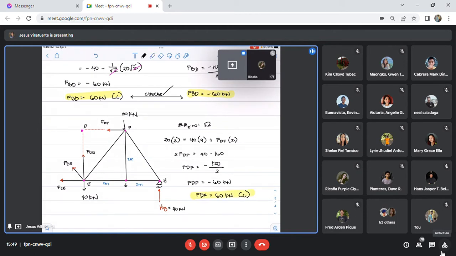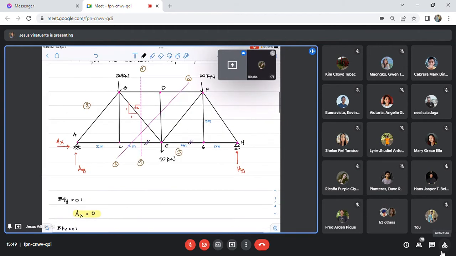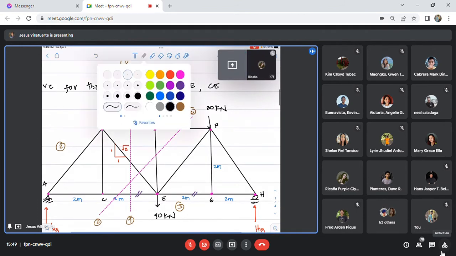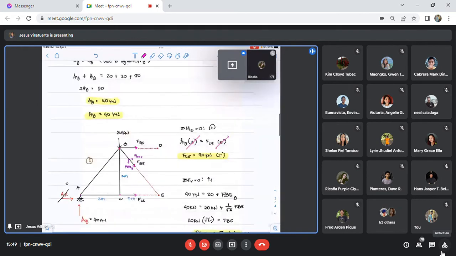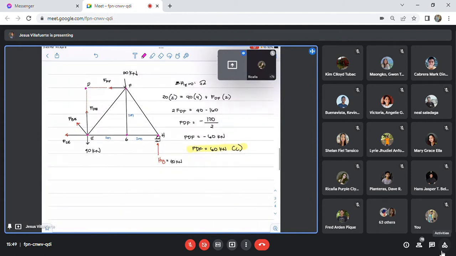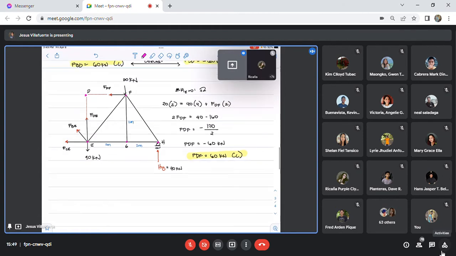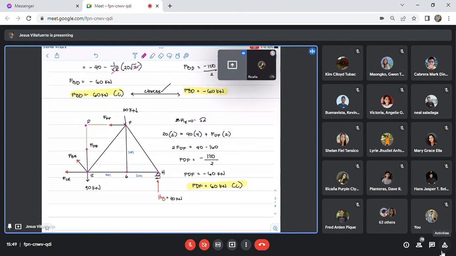So, is it correct? Is FDF equal to FBD? Yes, correct, because we know that this is a symmetrical truss. Therefore, FBD must be equal to FDF. FBD is 60 kilonewton compression, and we have also calculated using another side of the truss that FDF is also 60 kilonewton compression. So this is the process of our method of sections. Isn't it easy, class?